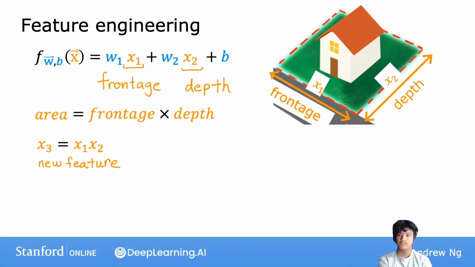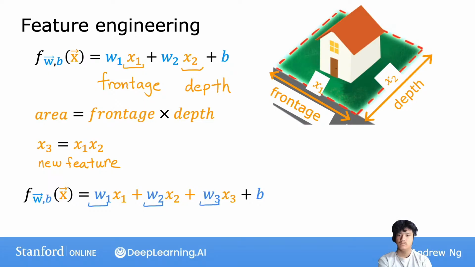With this feature, you can then have a model f_w,b of x equals w1x1 plus w2x2 plus w3x3 plus b, so that the model can now choose parameters w1, w2, and w3 depending on whether the data shows that the frontage or the depth or the area x3 of the lot turns out to be the most important thing for predicting the price of the house.